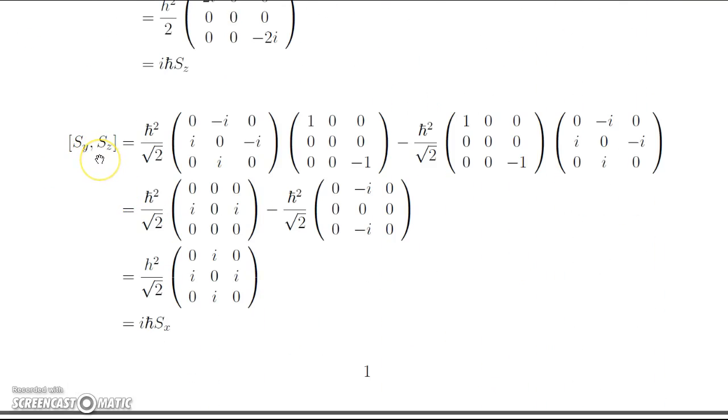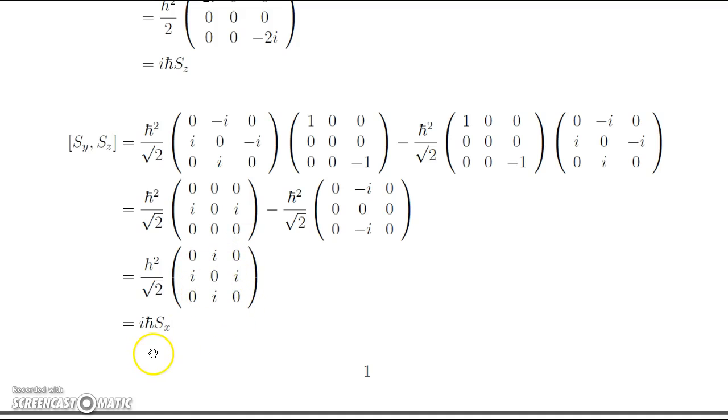Now for the next commutation relation, we have now ħ squared over root 2, and this is because one of these is only an ħ, which is the Sz operator, which we note from above. And similarly here, and we have a similar matrix product twice here, and we multiply these matrices together. We have ħ squared over root 2 times 0, 0, 0, i, 0, i, 0, 0, 0. Then we subtract this other product, and we subtract these matrices.